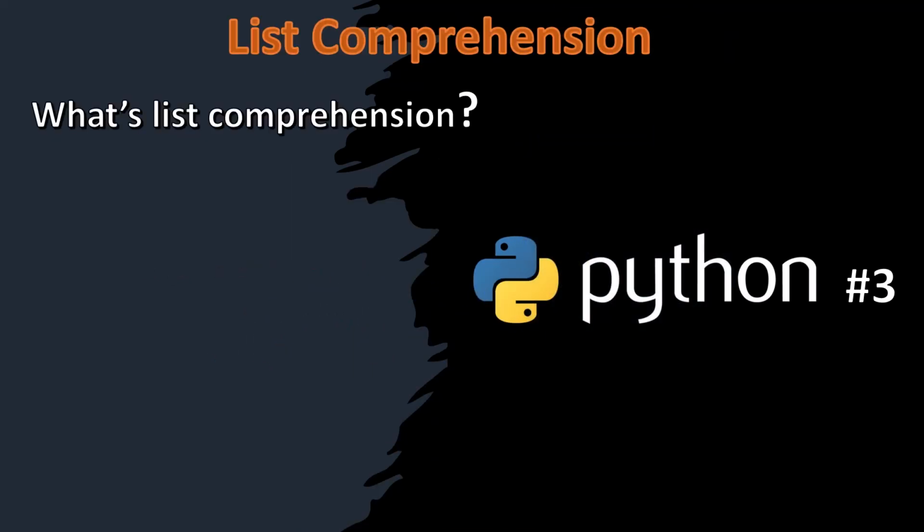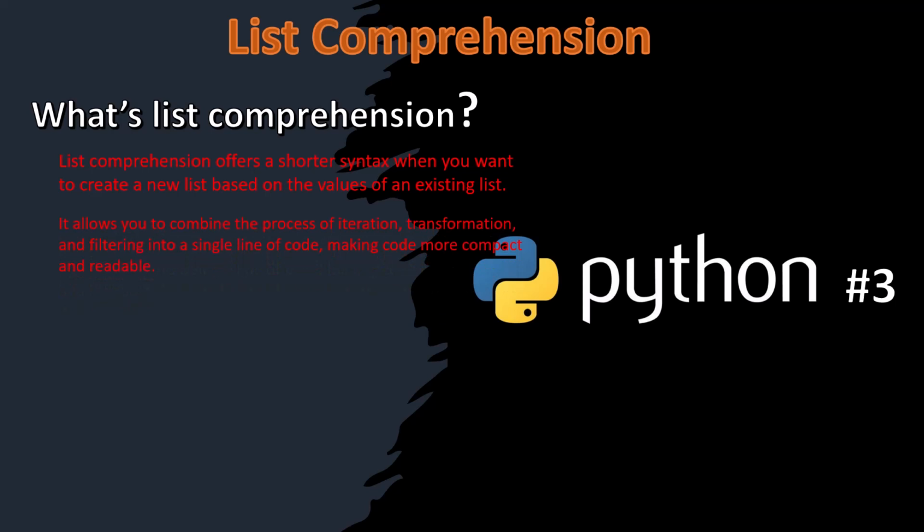What's list comprehension? List comprehension offers a shorter syntax when you want to create a new list based on the values of an existing list. It allows you to combine the process of iteration, transformation, and filtering into a single line of code, making code more compact and readable. To demonstrate the significance and utility of list comprehension, I will first show you an example of constructing a list without using the concept of list comprehension.